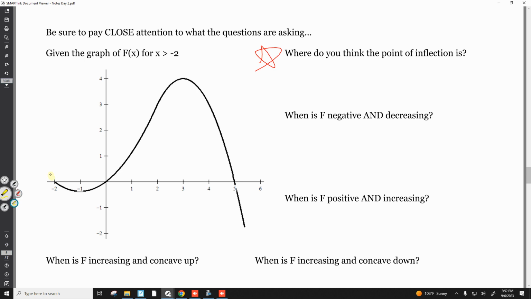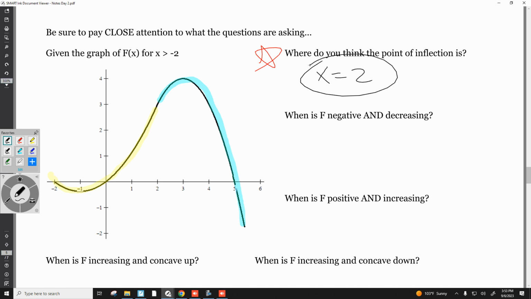Let's say the function is curving upwards until 2. And then it looks like the function curves downwards after that. So I am going to say that x equals 2 is the point of inflection. From now on, you all will say that x equals 2 is the point of inflection. Okay? Cool. Now, when is f negative and decreasing?